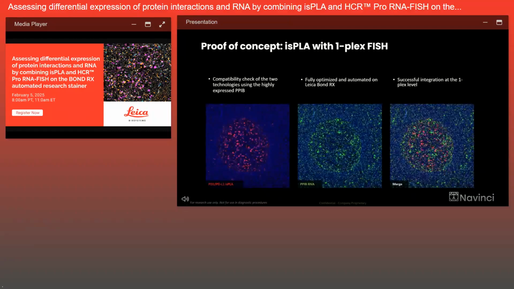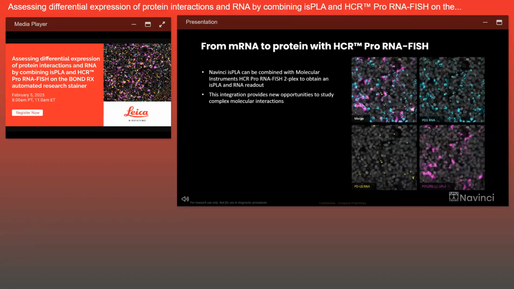We then sought to try a 2-plex HCR Pro RNA FISH readout. And for this, we used PD1 and PDL1 RNA probes. And we can see here on the right-hand side that we have a successful integration with the additional RNA FISH plex. So this integration provides new opportunities to study complex molecular interactions, but also in the future can be used for tracking how RNA moves to protein, studies that we haven't really been able to do looking at the same tissue at the same time. So this is very, very exciting.